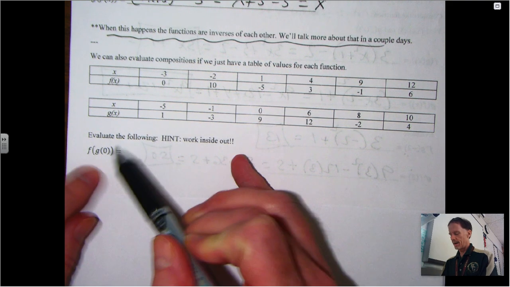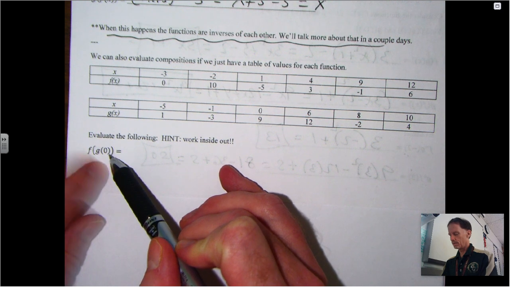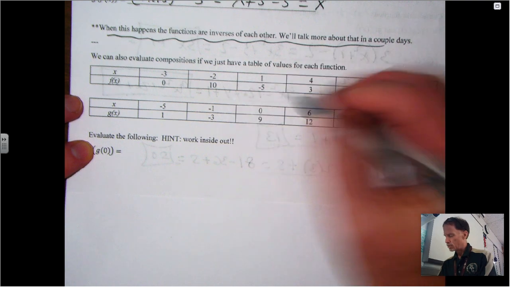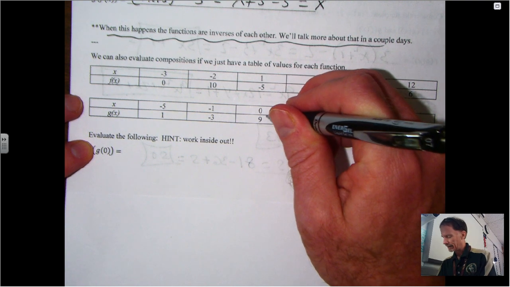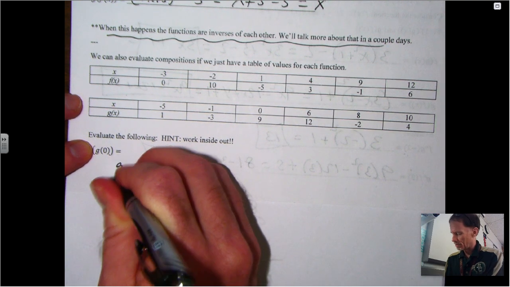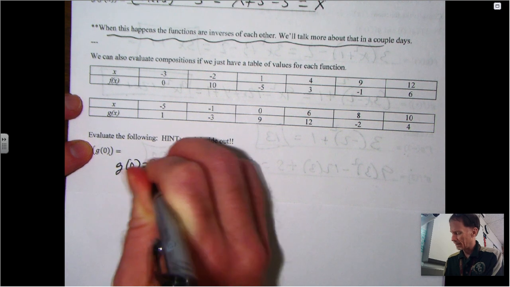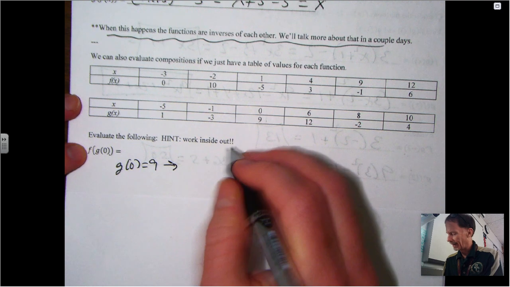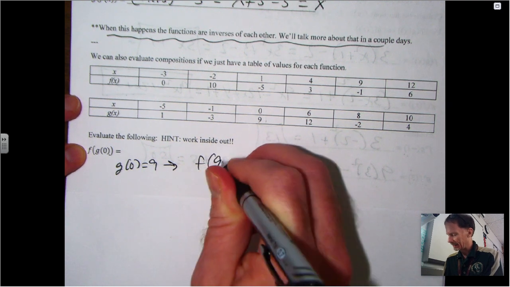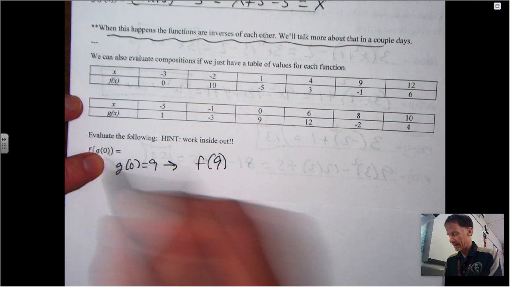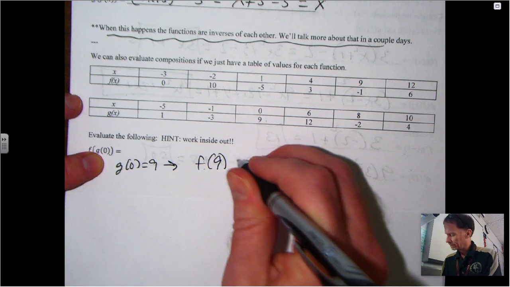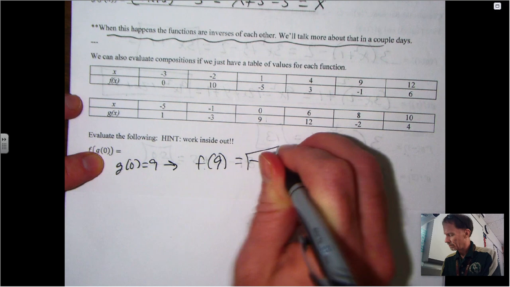So I've got f at g at 0. Inside, g at 0, look at the table. Here's my g. My g at 0 is 9. So I'm going to write that down: g at 0 equals 9, just from the table. Now we are doing f at 9, because g at 0 is 9, so I can just pop the 9 in there. f at 9 is negative 1. And that is your answer.